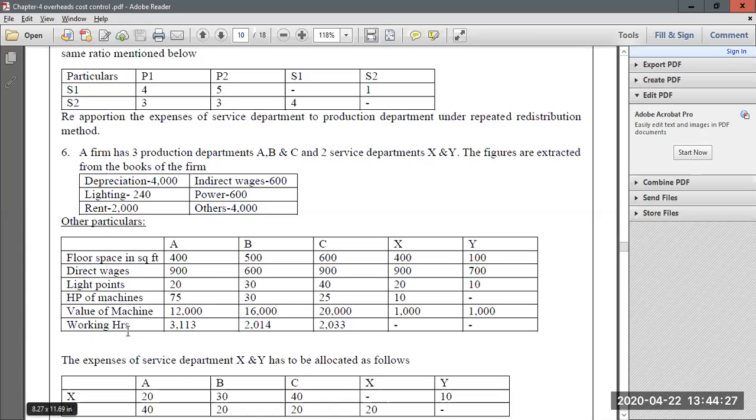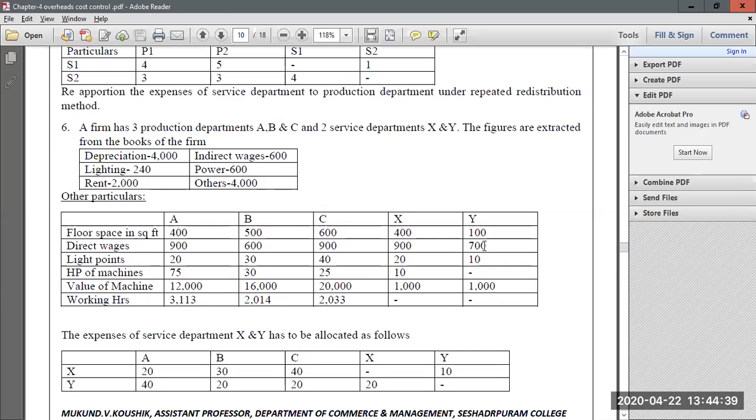In this question, if you look at the table again, they have given one more detail called working hours. Whenever they give working hours, we have to find out the hourly rate. How to find the hourly rate, I will tell again. Now this is with regard to primary distribution. They have given expenses and direct wages, so along with all these expenses, we have to consider direct wages and calculate the primary distribution.